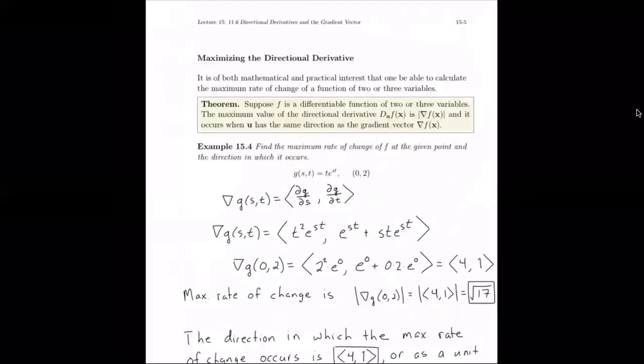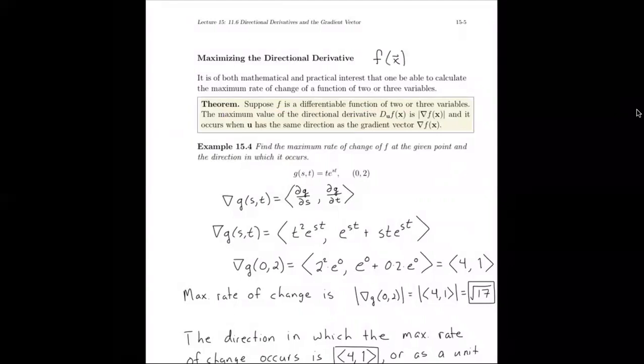Okay, so maximizing the directional derivative. And this is what I was mentioning before, that the gradient is a vector. It has its own direction. And what it turns out is that the gradient itself is the direction of maximum change of the function, maximum rate of change. Okay, so the maximum value of the directional derivative, D_u f of x, and we're introducing a little bit of a new notation here, so let me make sure we're all familiar with what this is telling us. F of x.